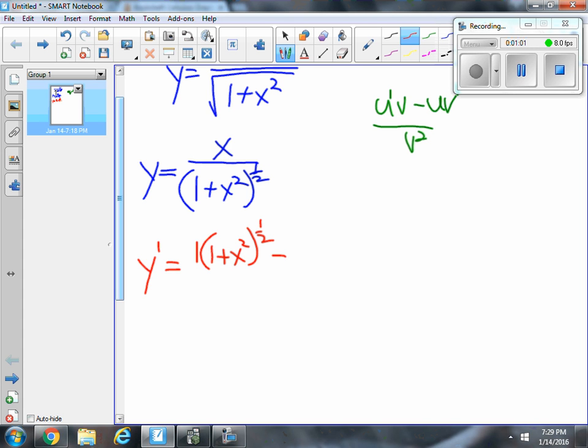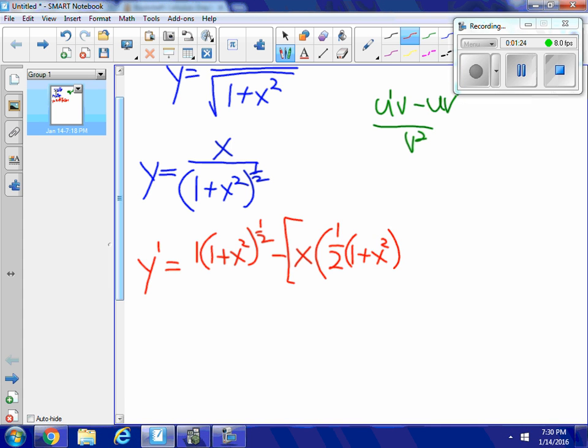minus u, which is x, I'll put a bracket there, times, now I have to do the derivative of v. So I'm going to do outside in. I'm going to start with the outside, so the derivative of v is 1/2 times (1 plus x squared) to the minus 1/2. That's just taking it as if I'm leaving my inside alone, times the derivative of the inside. Well, the derivative of 1 is 0. The derivative of the x squared is 2x.